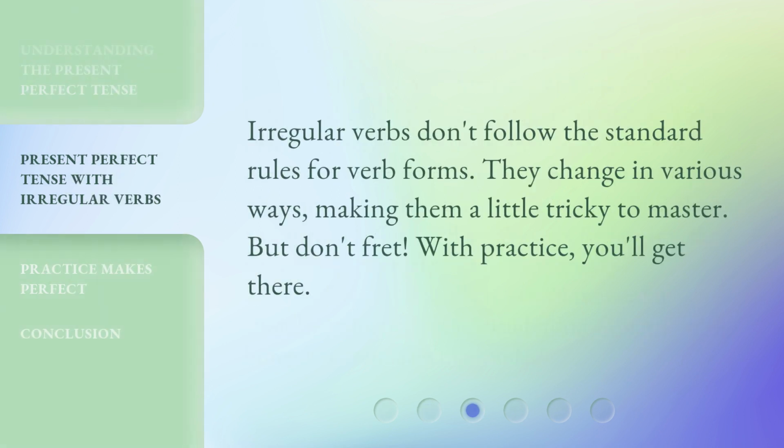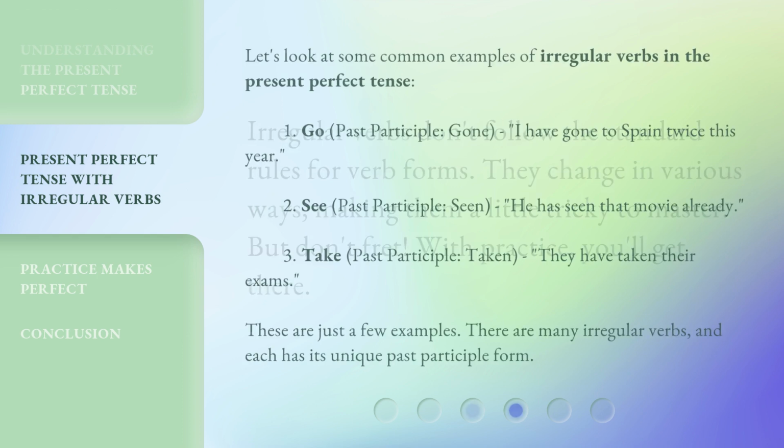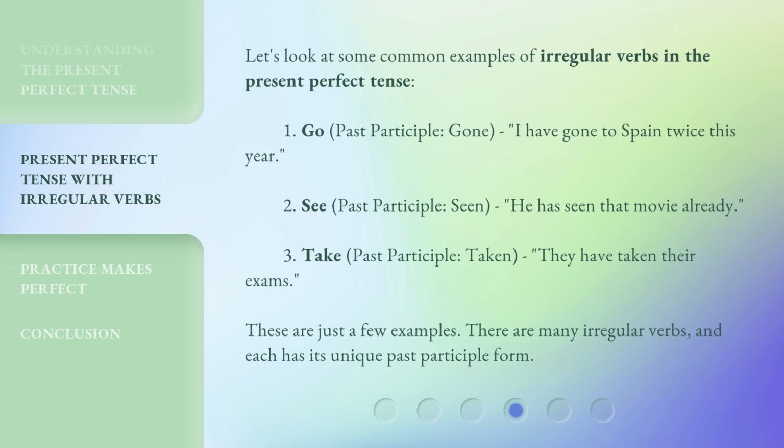Irregular verbs don't follow the standard rules for verb forms. They change in various ways, making them a little tricky to master. But don't fret. With practice, you'll get there. Let's look at some common examples of irregular verbs in the present perfect tense.